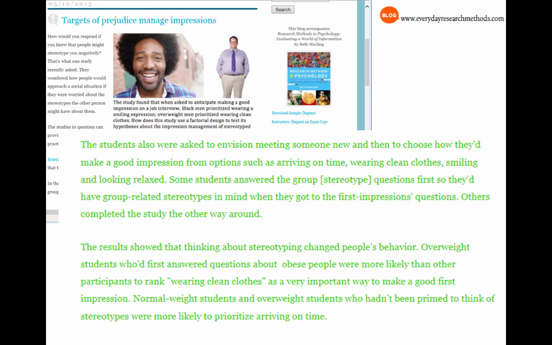So you get one of those, it'd be shaped like a wedge. So the normal weight in the prime and everybody in the non-prime look the same, and then the obese people are higher in the prime condition, but not in the afterwards condition.